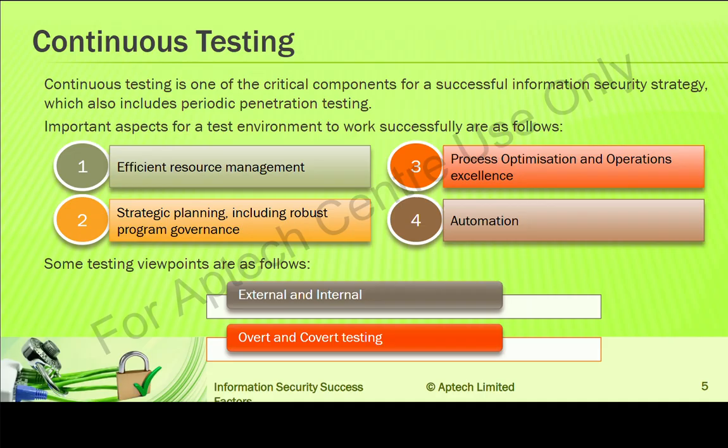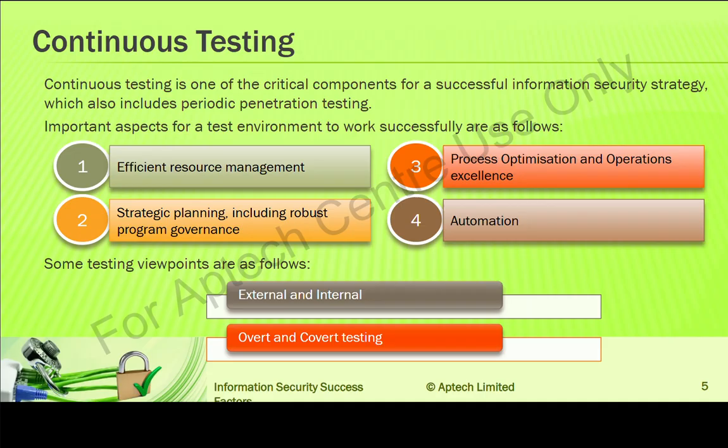We have external and internal testing, and then overt and covert testing. Covert testing is when we do it without informing your staff. It is not done with the awareness of the security personnel. The overt and covert testing, which is you do it without informing anyone in the organization.